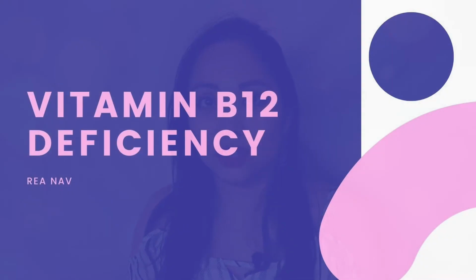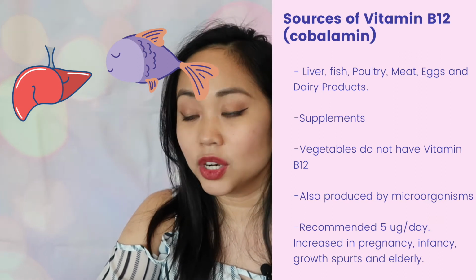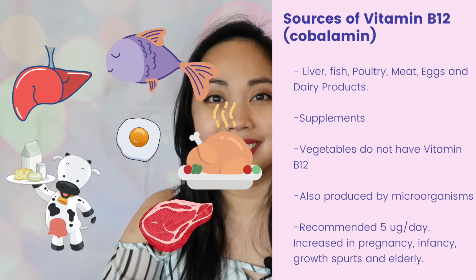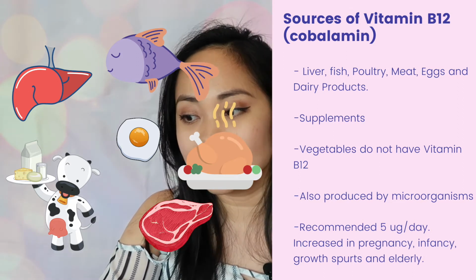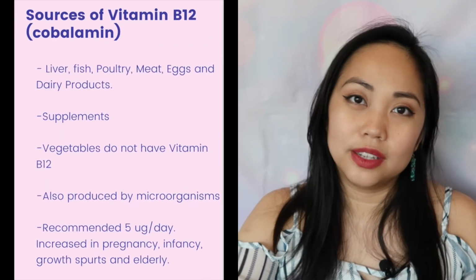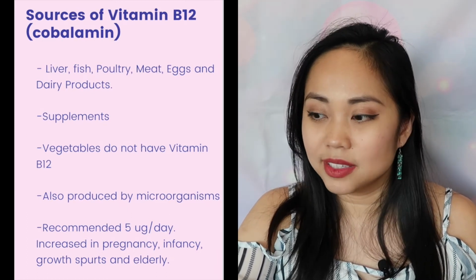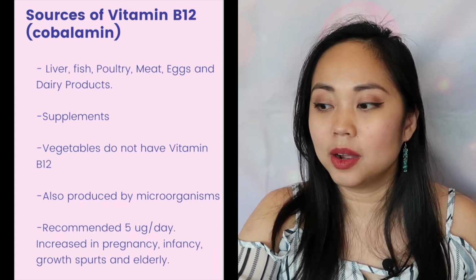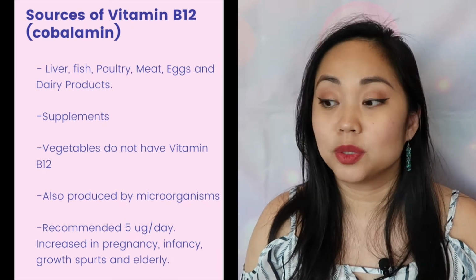Let's now turn to vitamin B12 deficiency. What is it? What's the source? What's going on? Sources for vitamin B12 are found in liver, fish, poultry, meat, eggs, dairy products, and supplements. For people who are vegans, they can just take supplements for vitamin B12. Vegetables unfortunately don't have vitamin B12, and this will be a problem in some cases, which I will expand on later. And the recommended intake of vitamin B12 is 5 micrograms per day.